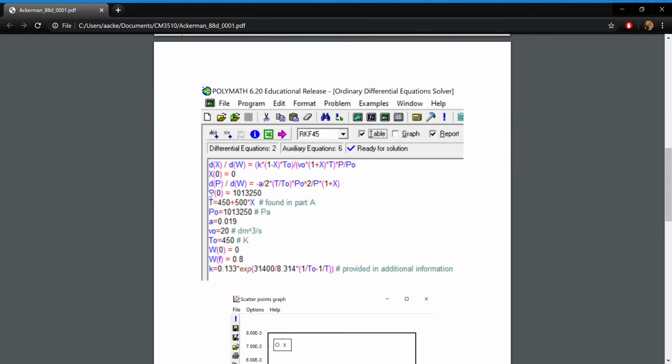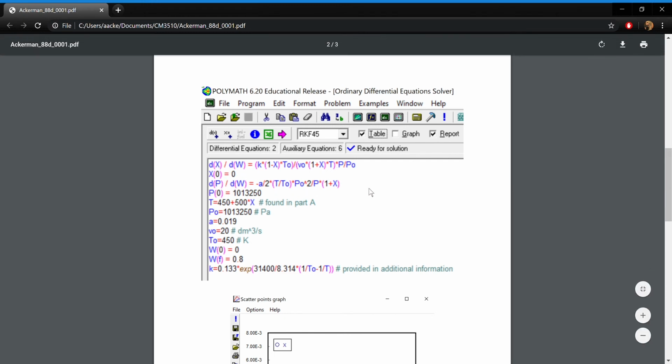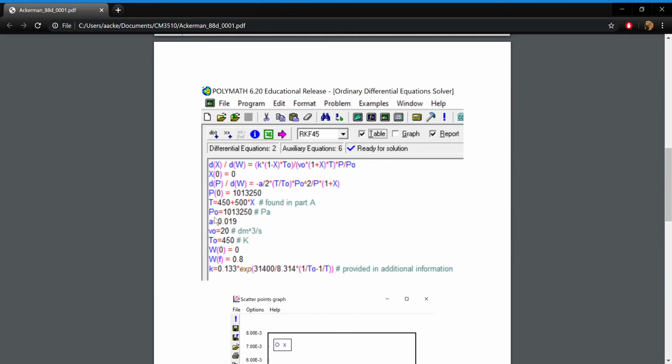as you can see here. So here we have our equation 1 and our equation 2. And so from part A, we then have this here, which is the equation for the temperature. Then we know from the question that our initial pressure is going to be 10 atm, and we're going to put that in pascals here.